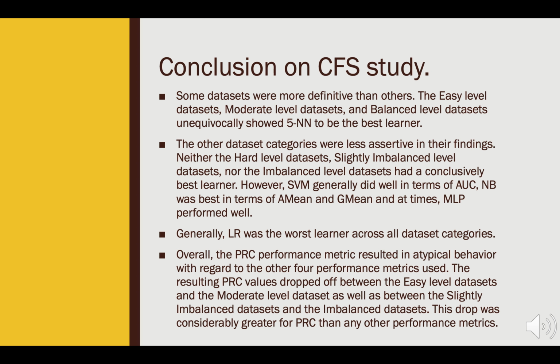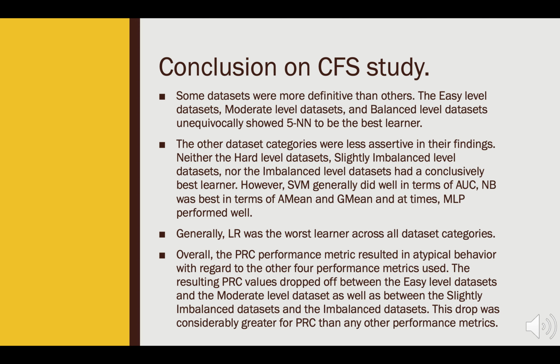However, SVM generally did well in terms of AUC, NB was best in terms of A-mean and G-mean, and at times, MLP performed well. Generally, LR was the worst learner across all dataset categories.